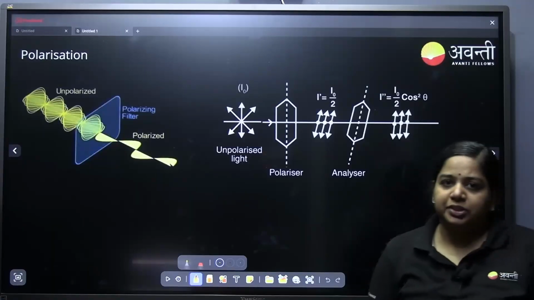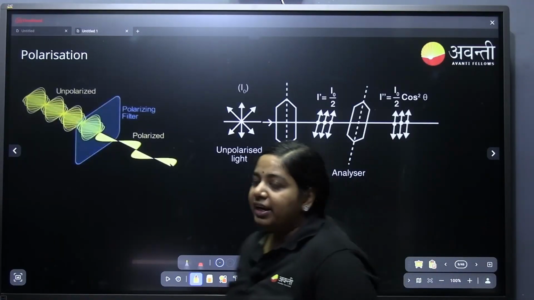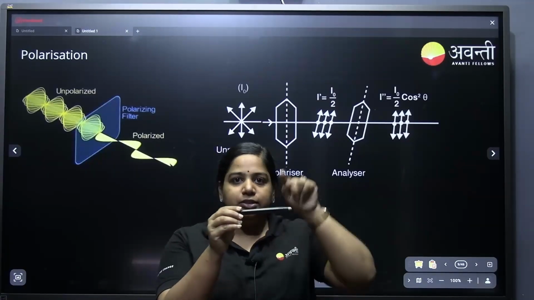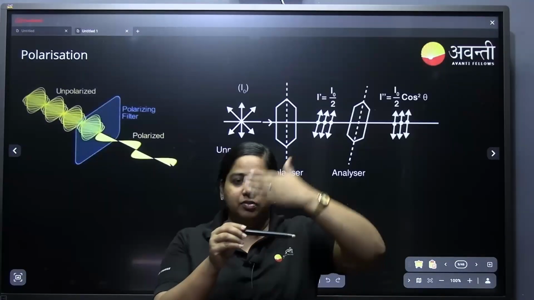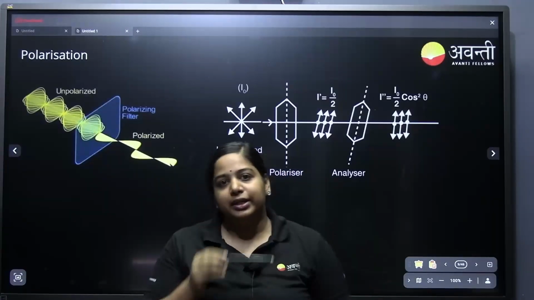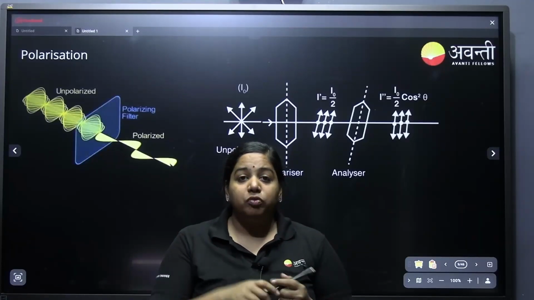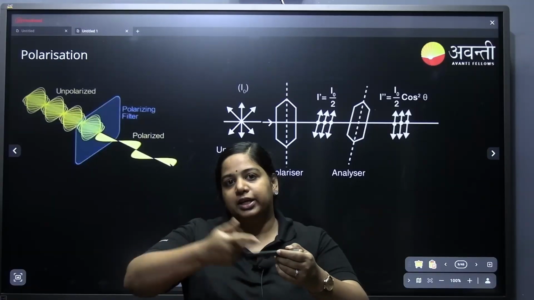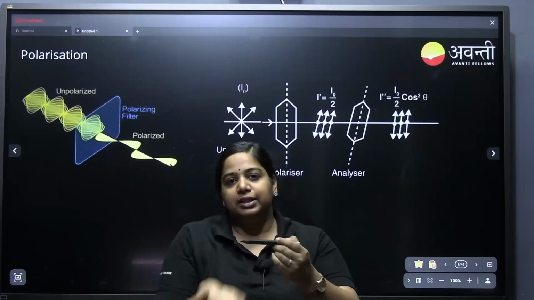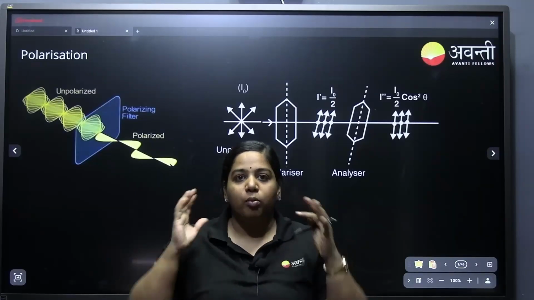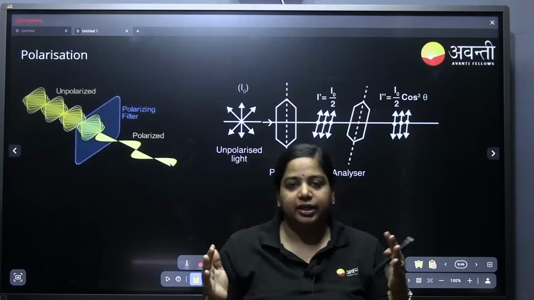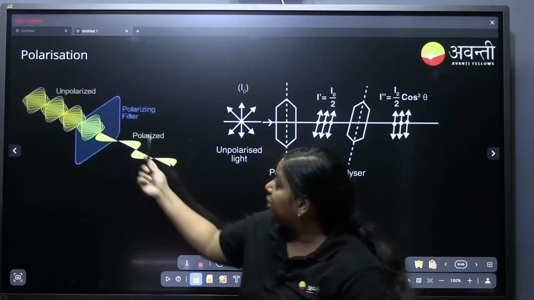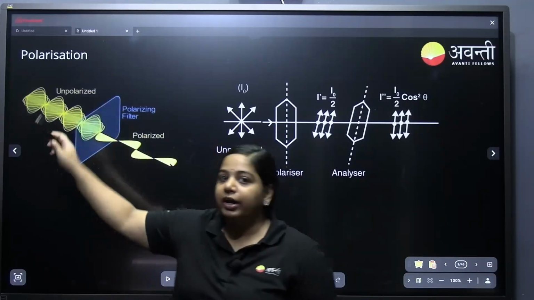Next is polarization. Polarization means when light is moving, we usually represent the direction of propagation like this, and the electric field is oscillating in this direction, magnetic field oscillating in this direction. That is for one ray. Another ray might be there whose electric field is oscillating in another direction. So many rays come together when light is coming, and each ray might be oscillating in a different direction. So that is unpolarized light, oscillation in all directions.